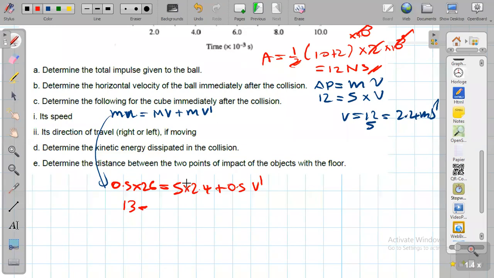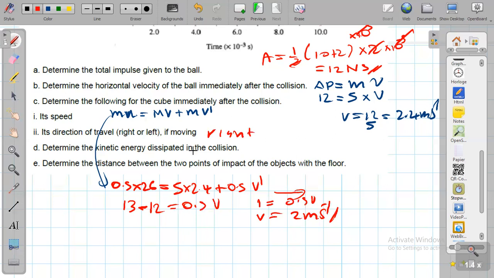2 times 5 is 10, and 0.4 times 5 is 2, so 12. Thus 2 m/s minus 1 in the positive direction. The direction is right, because if you get a negative answer, that means to the left. If you get a positive answer, that means to the right.